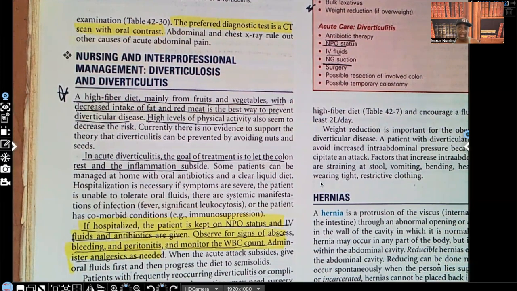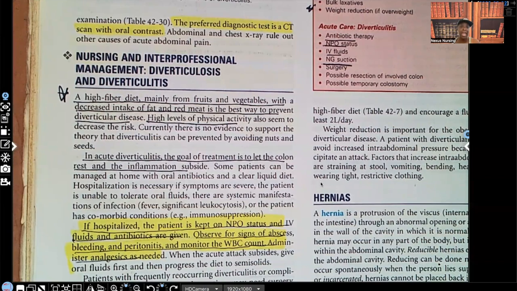High levels of physical activity. Don't be a couch potato. You're going to teach them to exercise, to move about. Why? Moving around increases peristalsis, so that decreases the time that fecal matter or undigested food stays there or goes into the pocket. So we really want the patient to move around and eat a high fiber diet. In acute diverticulitis, the goal of treatment is to let the colon rest.